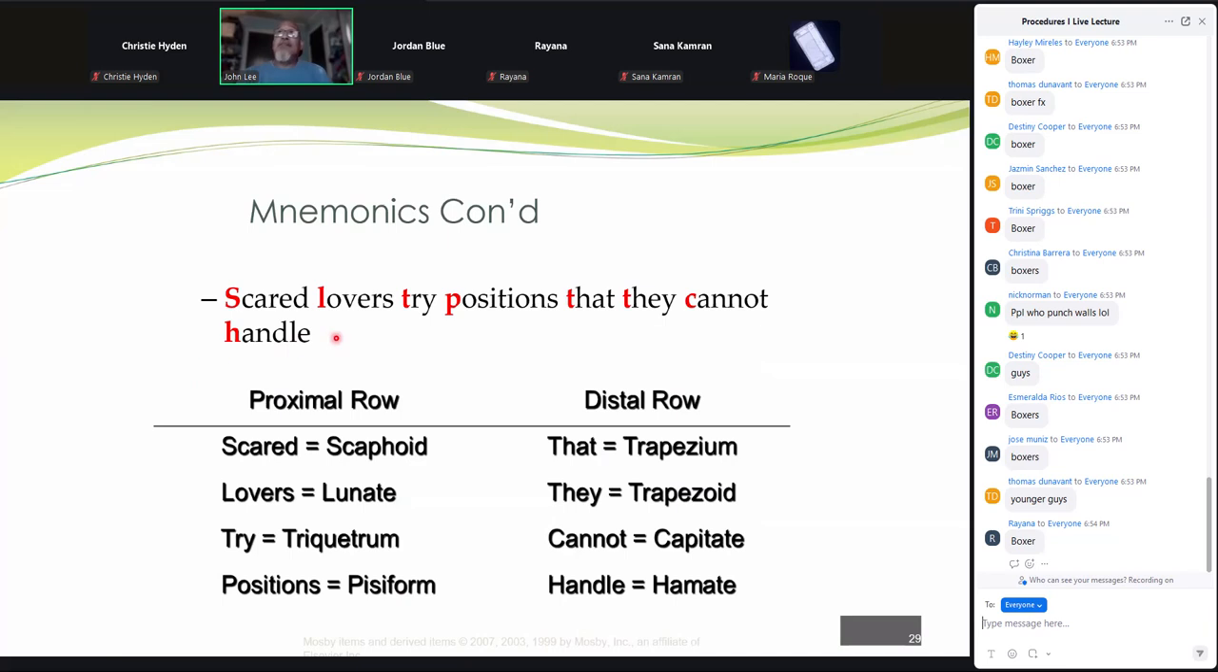Scared lovers try positions that they cannot handle. So, with the try that cues you in, triquetrum, and that they, 4 letters, trapezoid, trapezium, and trapezoid. They're 4 letters. They're the distal row at the end of the alphabet starting with Z, but the trapezium resides under the thumb or above the thumb, depending on how you're holding your hand.